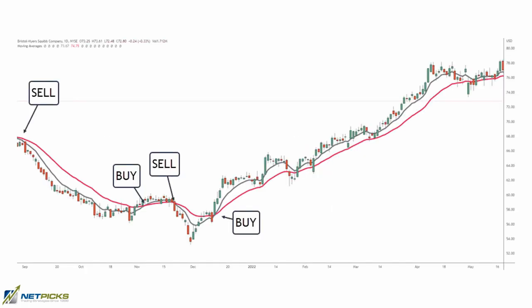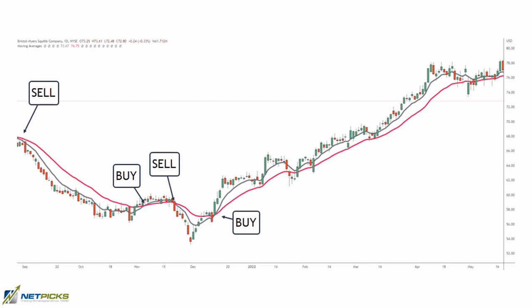Now, one popular strategy that uses this combination is the moving average crossover. This strategy is based on the idea that when the 2 averages cross, it signals a change in trend. For example, if the 8 crosses above the 21 EMA, it could be a sign that the market's about to go up. On the opposite of that, if it crosses below the 21, it could be a sign the market is about to go down.